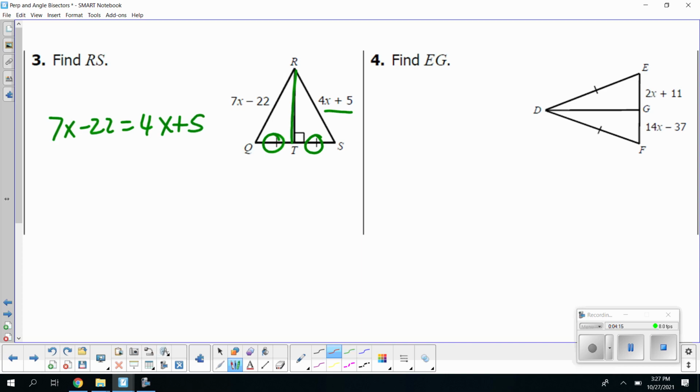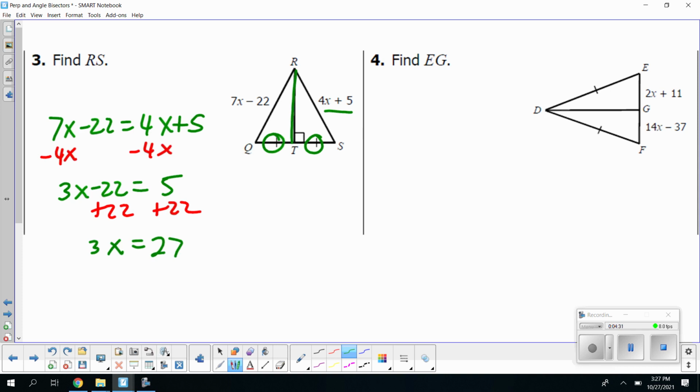Our first step is to subtract 4x from both sides. That gives me 3x minus 22 equals 5. Then we're going to add 22 to both sides. And that gives me 3x equals 27. Divide by 3. And we get x equals 9.